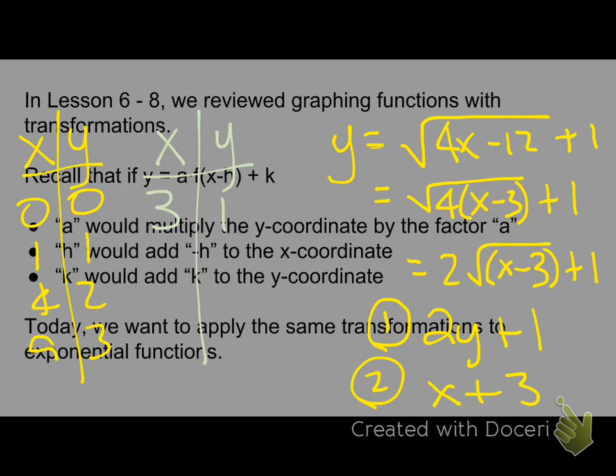Where'd I lose you at, Miss Lane? I thought you were going to subtract the 1 and then square root. How'd you get the 2y plus 1? To find the inverse, I would. But we're not finding the inverse, we're just graphing. How we got the 2y plus 1, see the 2 sitting outside the square root now? That tells us to multiply the y coordinates by 2, and the plus 1 means we add the 1 to the y coordinates. And then the minus 3, that's how we got the fact that we're going to add 3 to the x's.